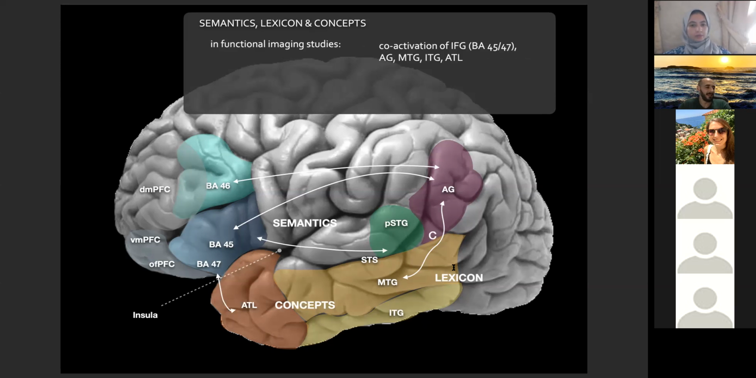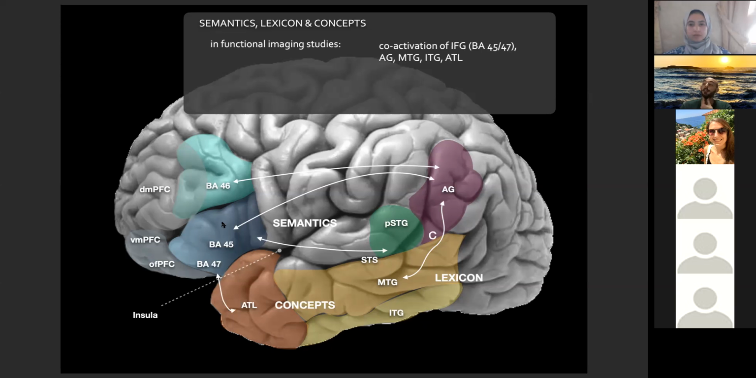Is it meaningful to try to connect all these pieces together? Yes, probably it is, for two reasons. In functional imaging studies, you often find the co-activation of all the areas of these networks, or at least some of them. So in one study, you might find BA45 and 47 and the angular gyrus. In another study, you might find more MTG or ITG. In other studies, if you remember with MEG, with the magnetic encephalography, in a lot of studies, they found ATL activated, right? Along with posterior temporal regions.